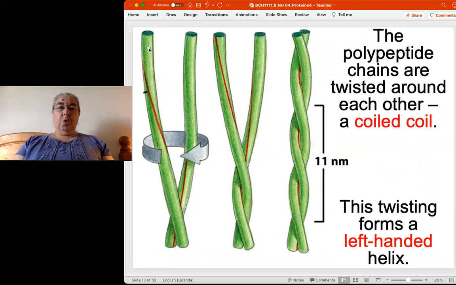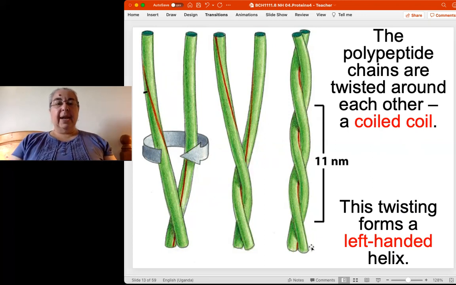Here is one protein alpha helix. Here is a second protein alpha helix. These two helices are wrapped around each other to give a shape like this. So each of the helices is a coil. Wrapped around each other, it becomes a coiled coil.